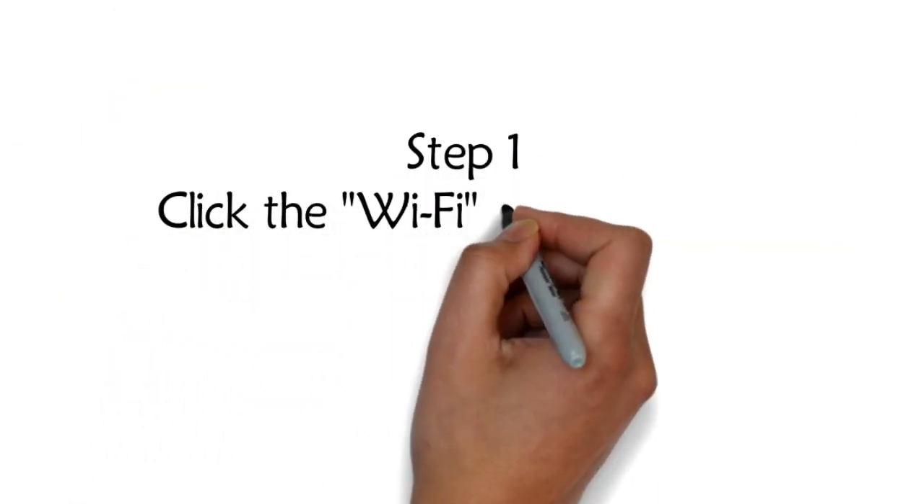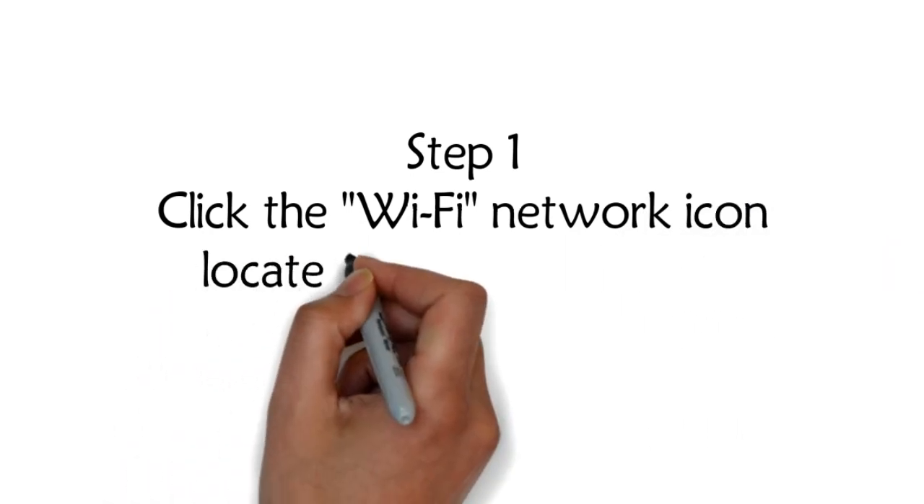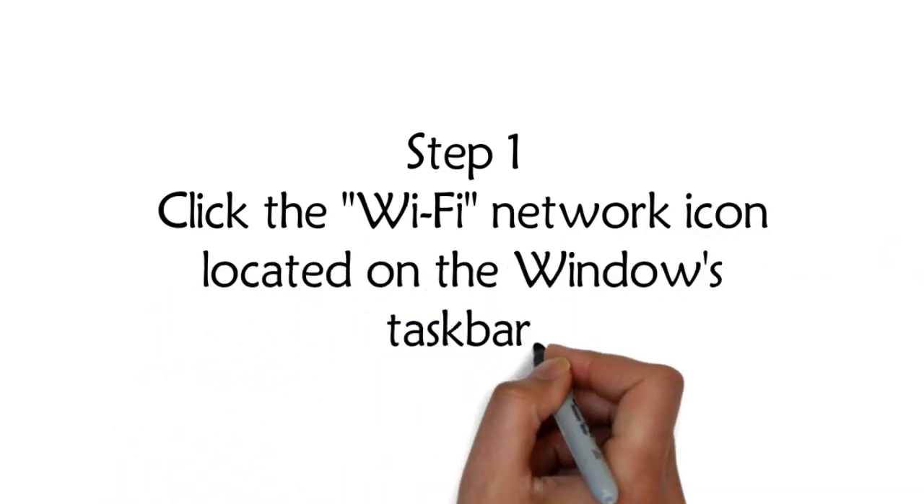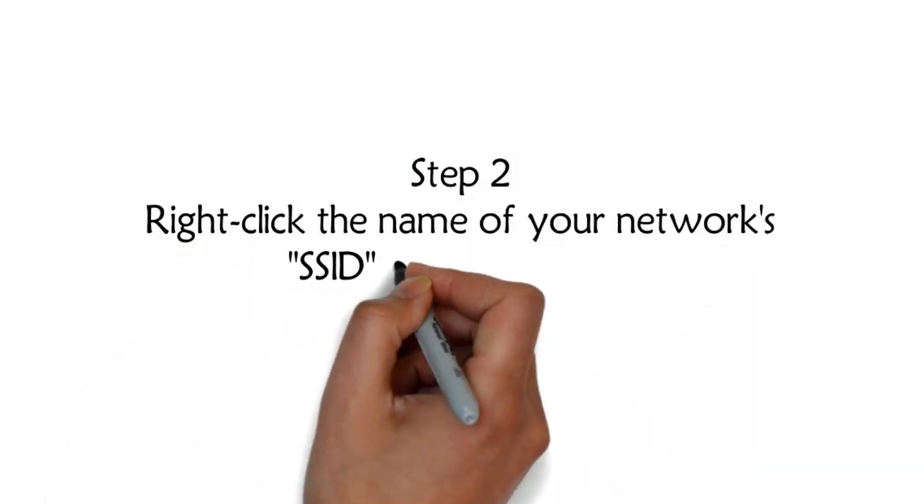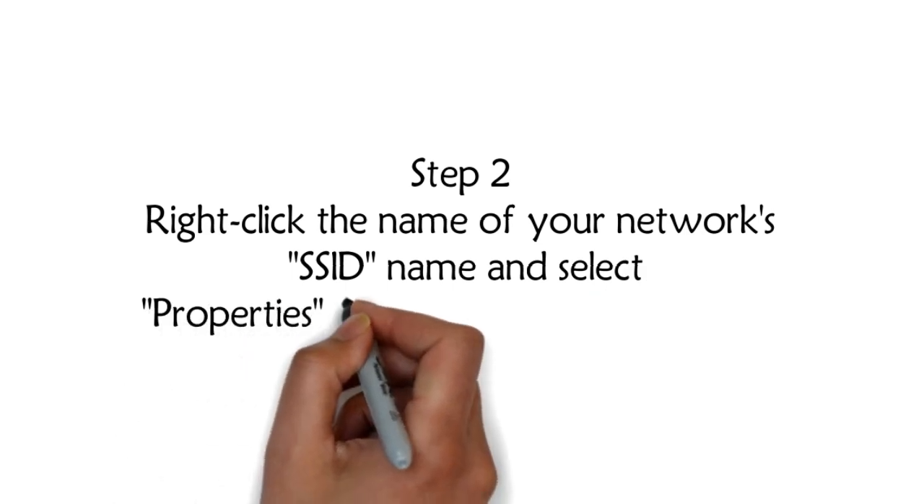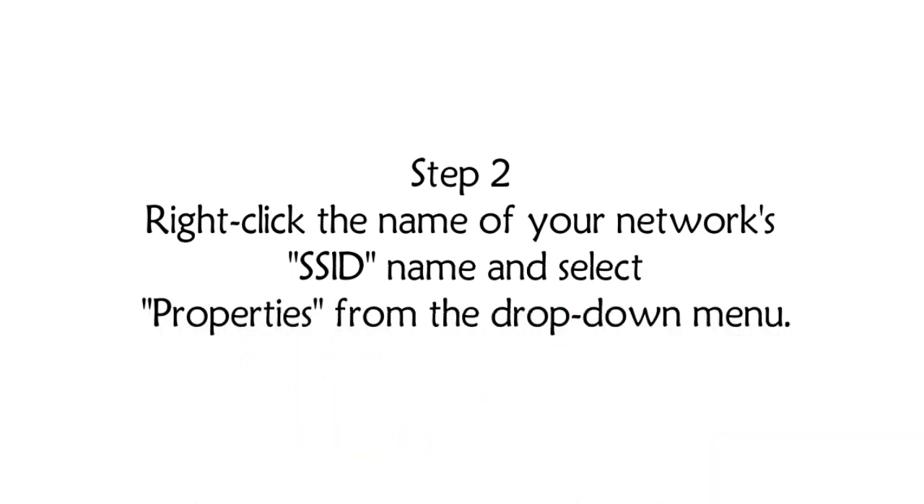Step 1. Click the Wi-Fi network icon located on the Windows taskbar. Step 2. Right-click the name of your network's SSID name and select Properties from the drop-down menu.